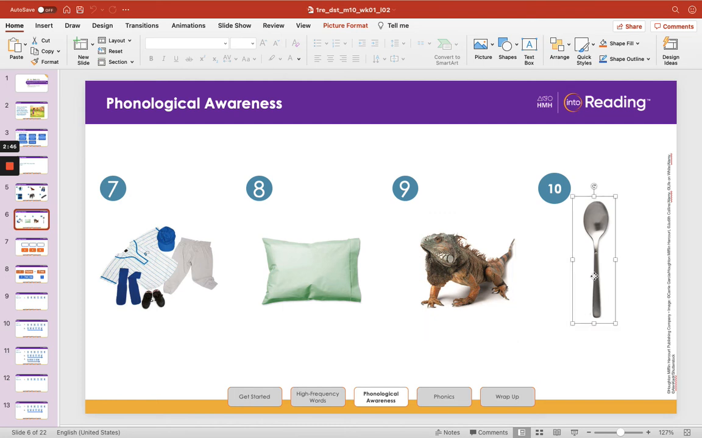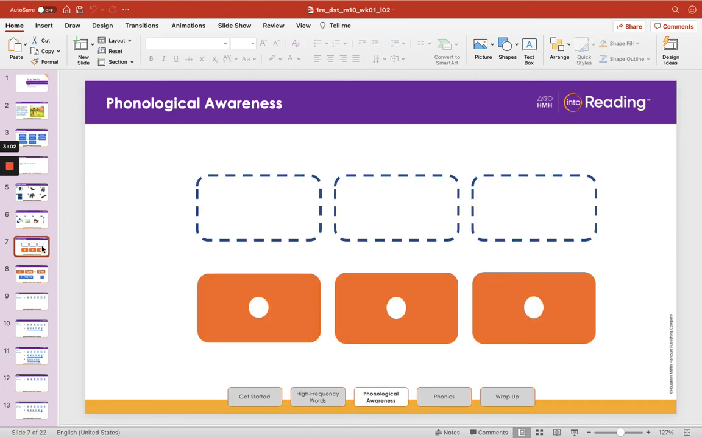And our picture number 10 on this slide is spoon. How many syllables are in the word spoon? Spoon. That's a 1 syllable word. Good job. Okay, so we're going to keep breaking words into their syllables and counting the syllables. Remember, each tile on the screen stands for 1 syllable, and I can move up 1 tile for each syllable that we say. We will not always move up all the tiles, so we have to count carefully.